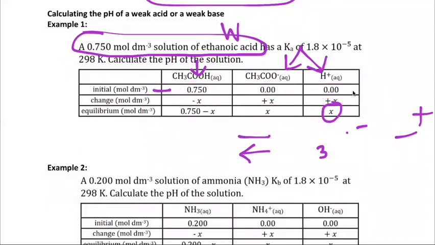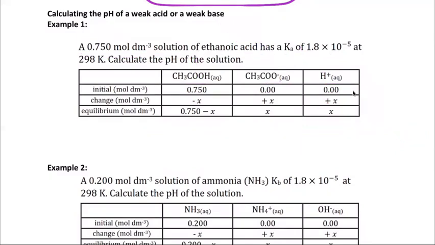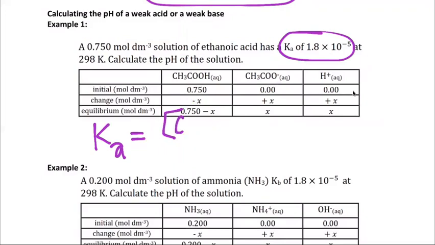So let me clean this off a little bit so we can look at this one. The other piece of information they gave me is the Ka. I know that Ka, the acid dissociation constant, equals, for this equation, the concentration of that acetate or ethanoate ion.